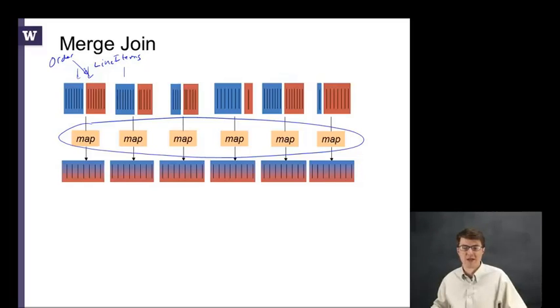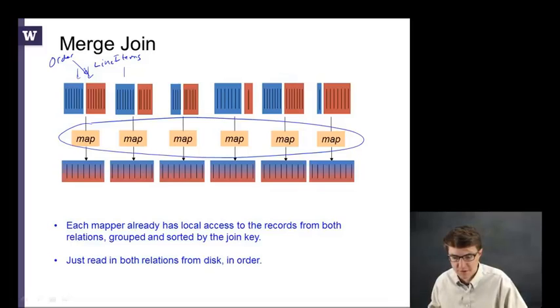Sorry, I say be aware of that. You still specify explicitly that you want to use a merge join, so Pig's not doing that automatically, but you can take advantage of this situation when it arises. All right. Since each mapper already has local access to the records from both relations, already grouped and sorted by the join key, you can just read in both relations from disk in order and compute the join.